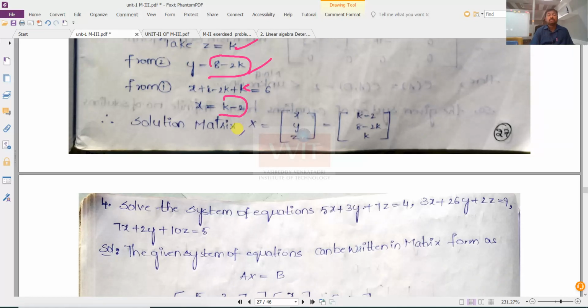Similarly, I may compute the rest. So x is equal to k minus 2, y is equal to 8 minus 2k, z equal to k. For different values of k, we get a different solution. That indicates that infinitely many solutions are possible in the case of a non-homogeneous system here.